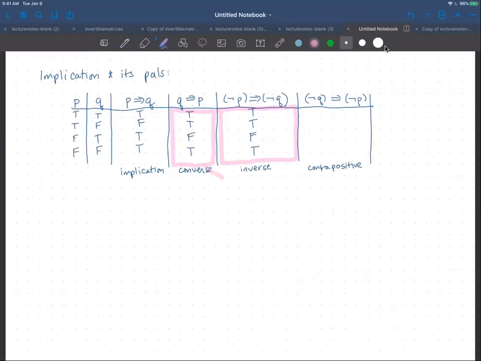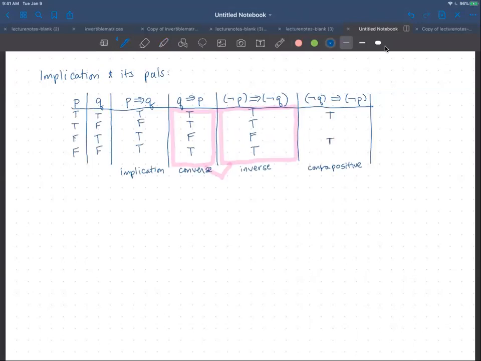So those are the same, logically speaking. Let's take a look at the contrapositive. The contrapositive is another implication. My implication is true whenever my premise is false, which means not Q should be false, which means Q should be true. So I can put a couple trues in here, wherever Q is true.